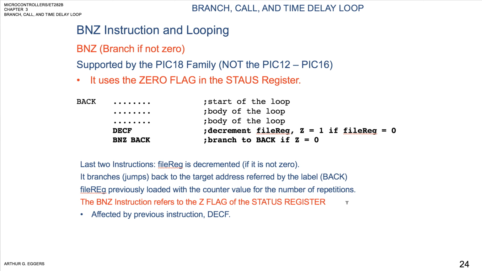Prior to the start of the loop, the file register is loaded with the counter value for the number of repetitions. Notice that the BNZ instruction refers to the Z flag, and we talked a little bit about this in class, where we said we were going to start looking at those flags. It refers to the Z flag of the status register affected by the previous instruction, decrement F. Okay, and we'll see an example of this.